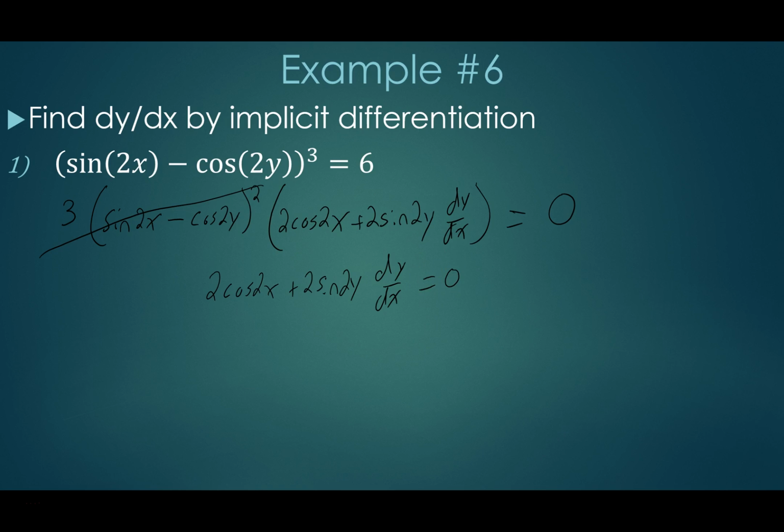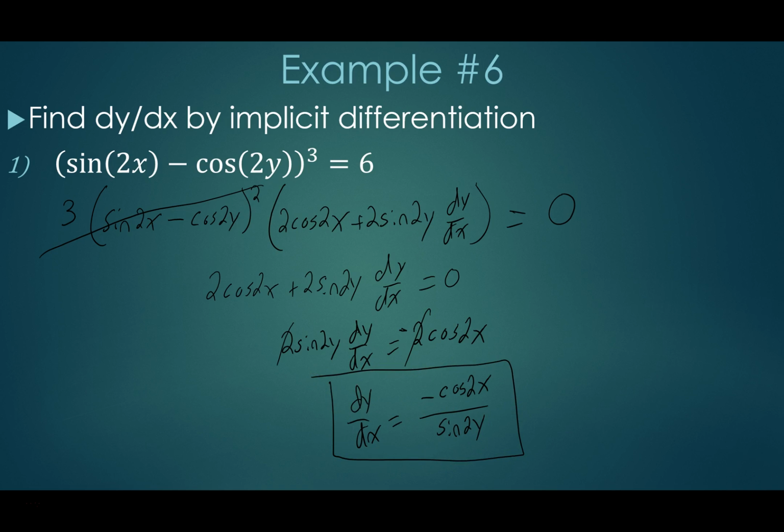Now I can subtract over the 2 cosine of 2x to get 2 sine 2y dy/dx equal to negative 2 cosine of 2x, sorry. The 2's will cancel. And when I divide by sine, I'll get dy/dx equals negative cosine of 2x over sine of 2y.